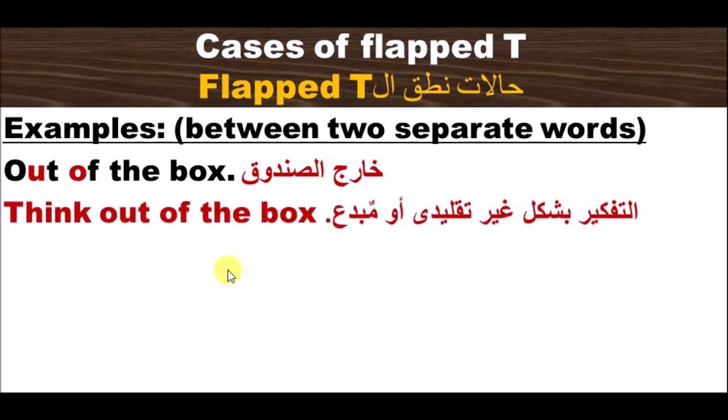Let's take this expression because it's commonly used by many people. Think out of the box. If you have a friend or your sister or any person in your life and they are creative, you can use this expression. They always think out of the box. This is another example for the flapped T when it comes between two vowels but between two separate words. Got it.